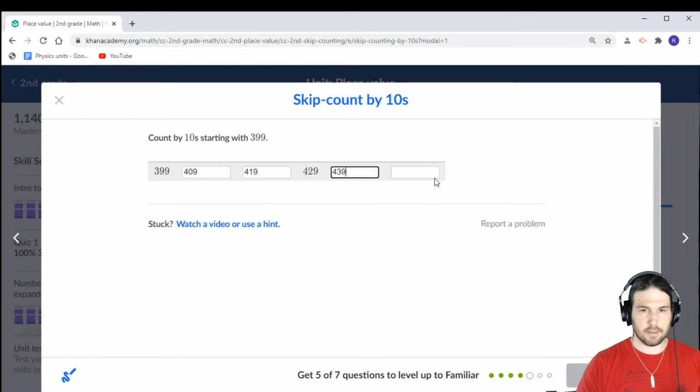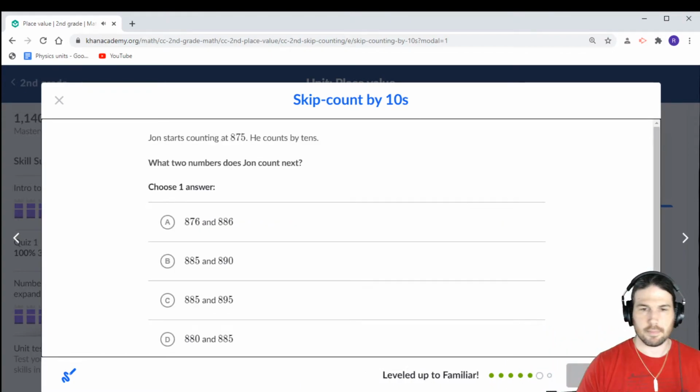439, 449. John starts counting at 875. He counts by tens. What two numbers does John count next? So that would be 885 and 895. I'm not going to mess it up this time.